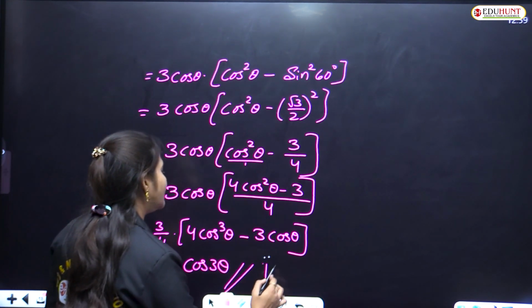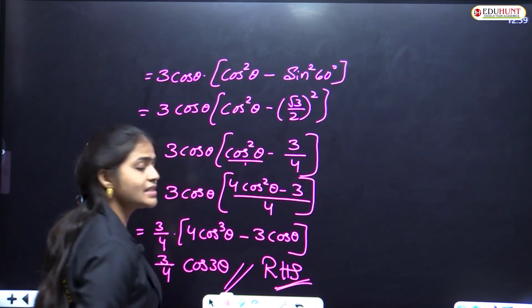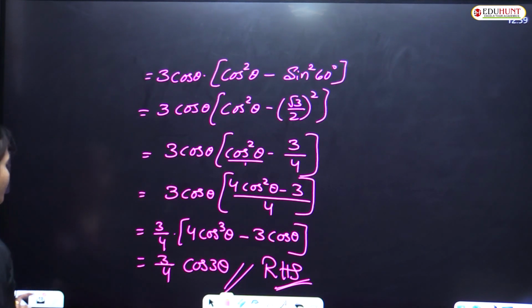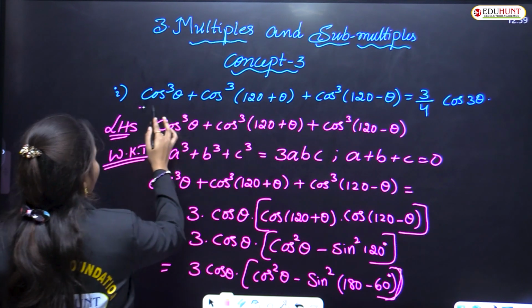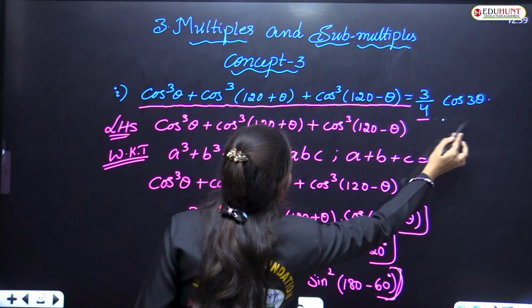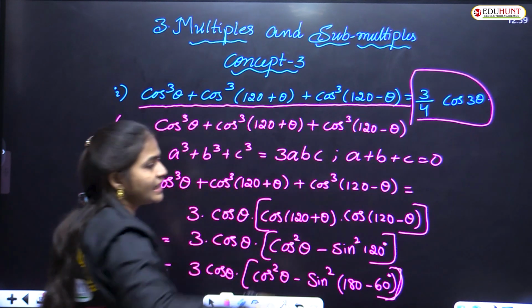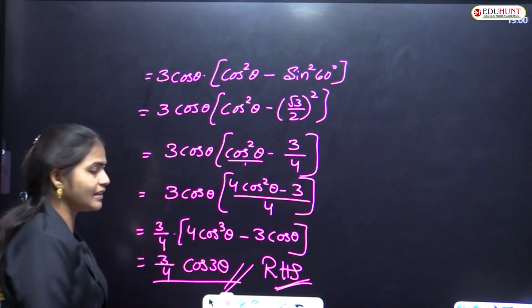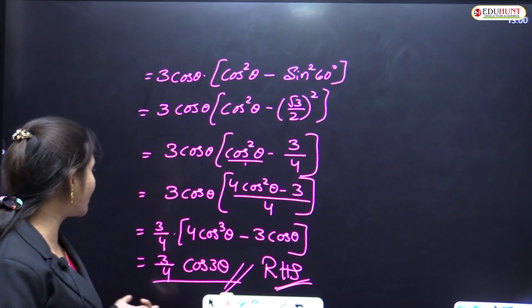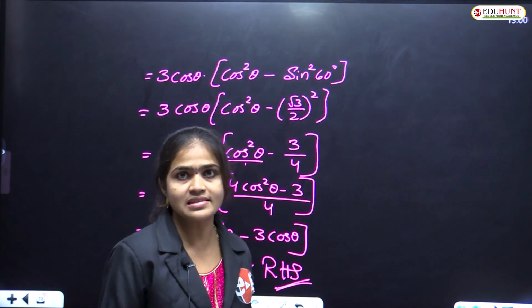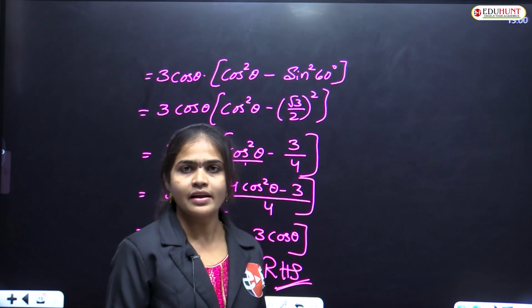So this is the RHS. Understand? So hence it is proved. What we have to prove: cos cube theta plus cos cube 120 plus theta plus cos cube 120 minus theta is equal to 3 by 4 cos 3 theta. Here also we got 3 by 4 cos 3 theta. Same thing we got. So LHS is equal to RHS. Hence it is proved. Understand?